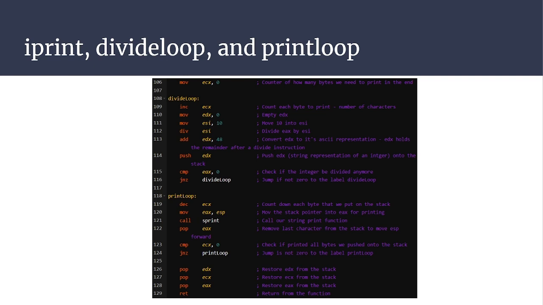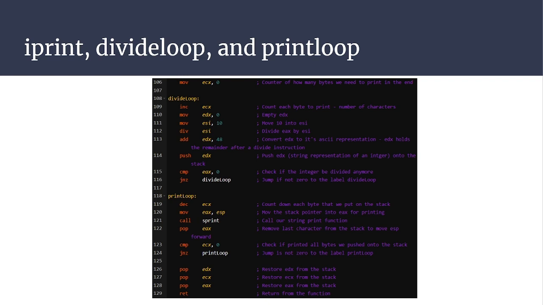48 is then added to EDX to get the ASCII representation of the integer, and EDX is then pushed to the stack for storage. Then we compare EAX to 0. If it was 0, that means we have all the digits stored on the stack and we can go to the printLoop. If not, we go back to the top of the divideLoop and repeat it again.